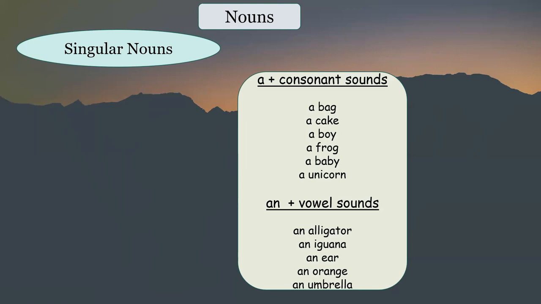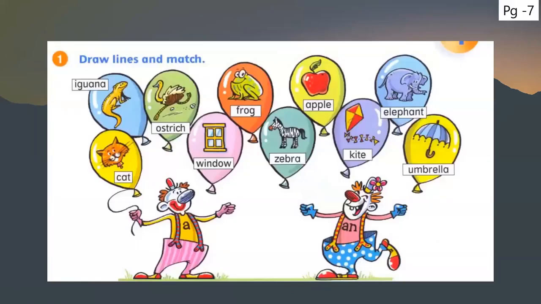N plus vowel sound. An alligator, an iguana, an ear, an orange, like that. So we say it that way. I hope you will be clear. If you are clear, you can draw the lines and match. You can see that one on page number five.